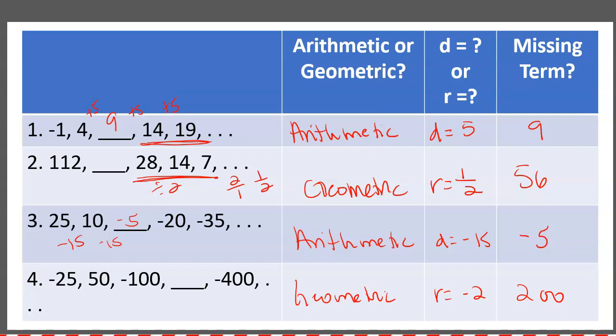Number 4, negative 25 to 50 to negative 100, so I'm increasing and I'm multiplying. So this is geometric. I am doubling each time, so I'm multiplying by 2. But if you notice, negative, positive, negative, positive, negative, which means I'm multiplying by a negative number, because a negative times a negative makes a positive, positive times negative makes negative, and so on. So my missing term was positive 200.